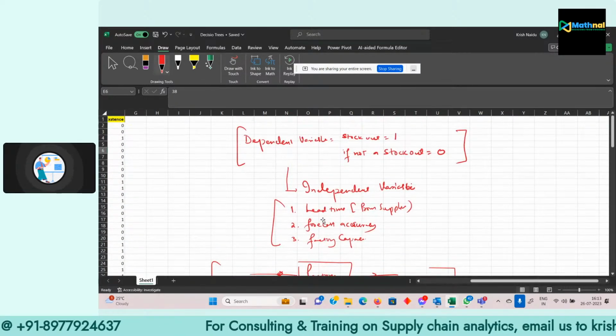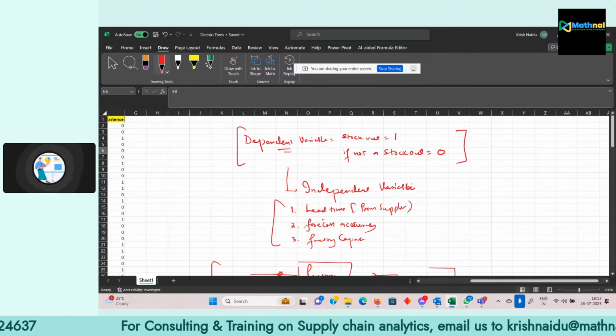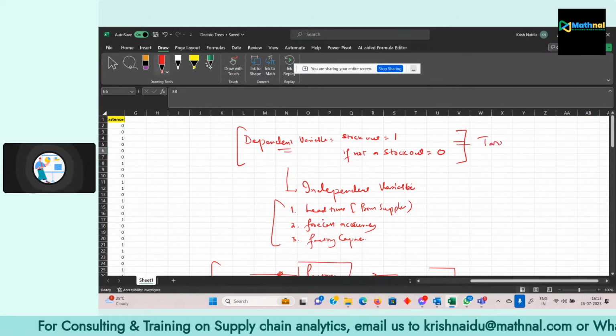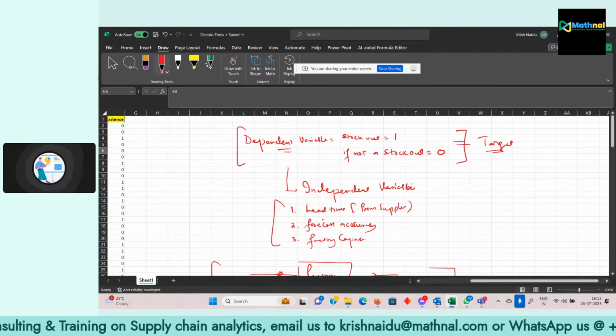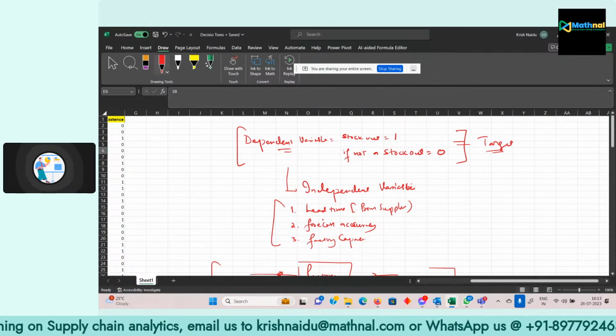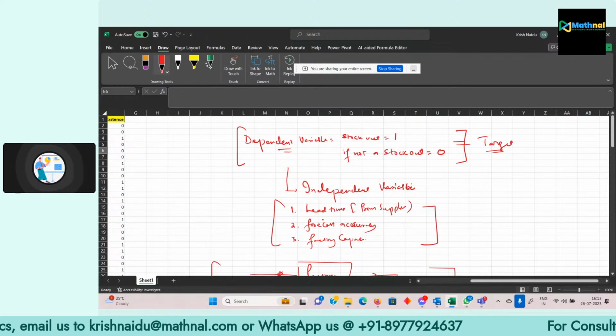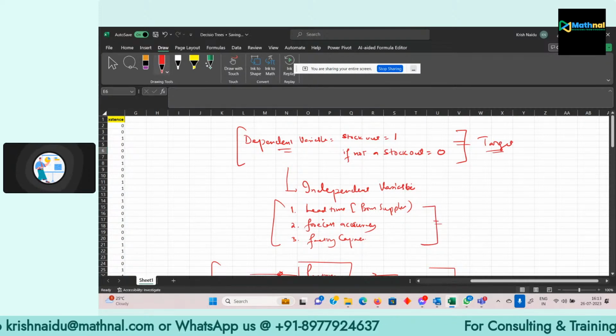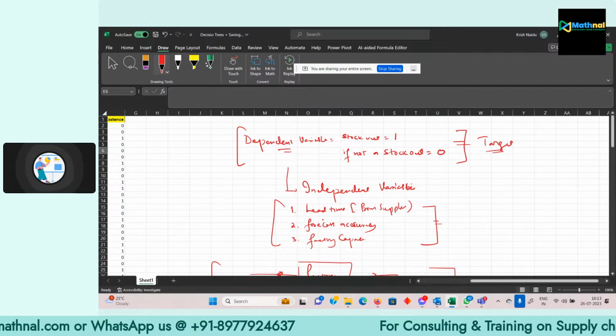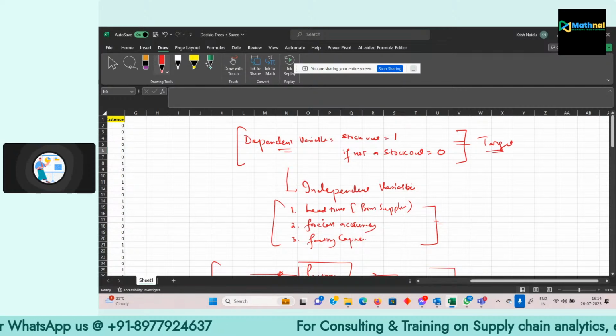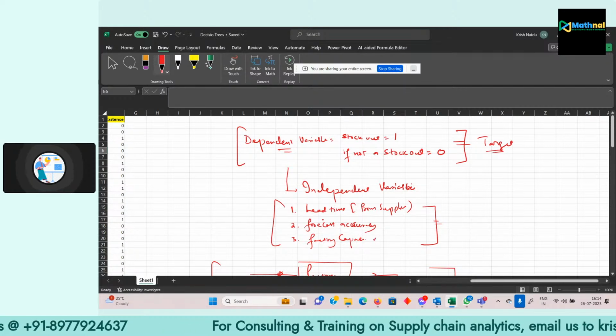We are using a dependent variable, or target. What is the target? Whether we are going to have a stock out or not. We want to find those scenarios. The scenarios are based upon these three independent variables: lead time from supplier, forecast accuracy between supplier and the factory, and the factory capacity of the supplier.